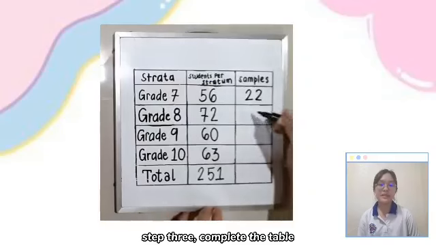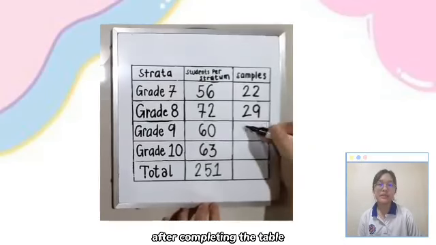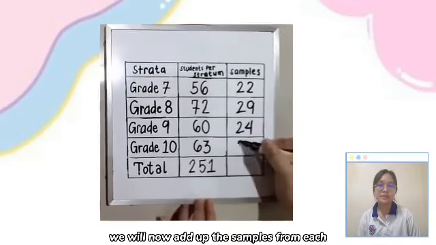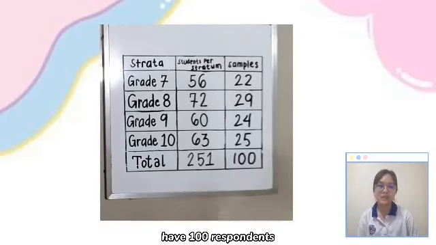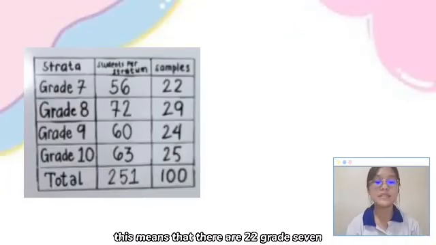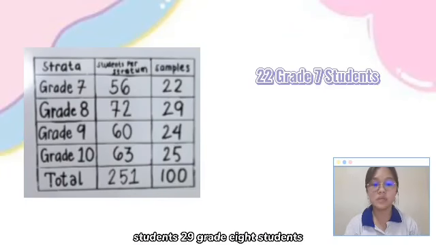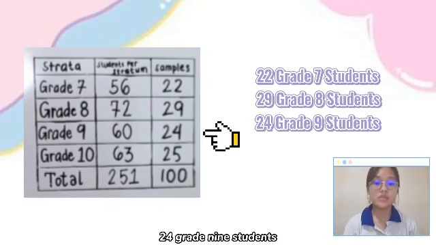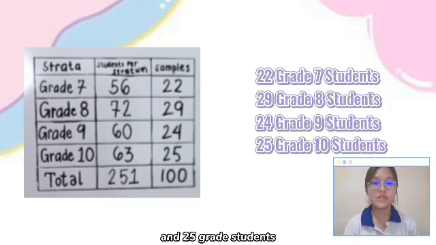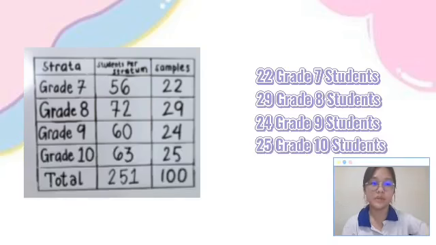Step 3. Complete the table. After completing the table, we will add up the samples from each grade level to make sure we already have 100 respondents. This means that there are 22 grade 7 students, 29 grade 8 students, 24 grade 9 students, and 25 grade 10 students who will be part of the sample.